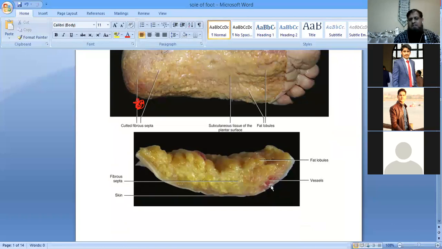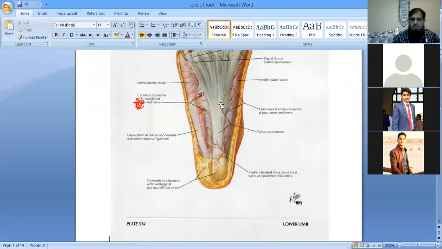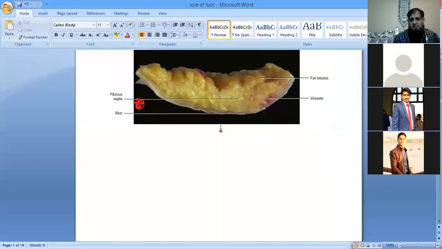These fibrous bands basically connect the skin with the underlying deep fascia. And what did we study about the deep fascia? The thickening of the deep fascia on the sole of the foot is called the plantar aponeurosis. You can see the plantar aponeurosis, this one. So these thick whitish bands connect the skin with the plantar aponeurosis. And what is the purpose? Because it connects the skin with the plantar aponeurosis.